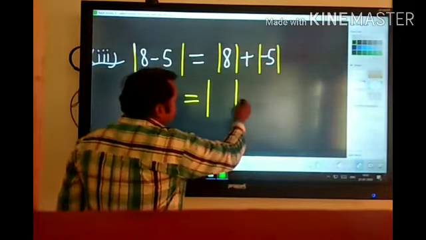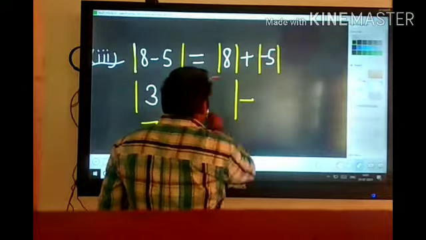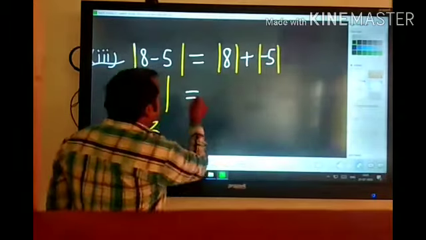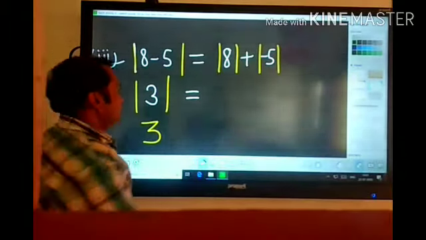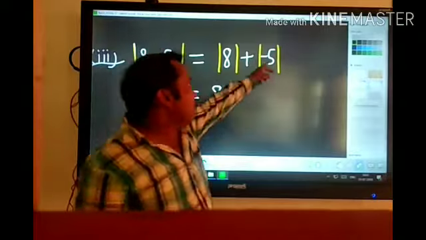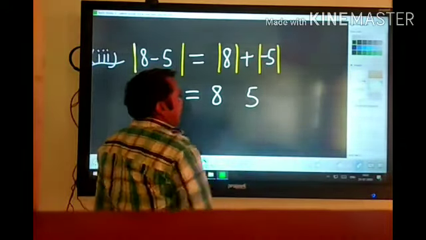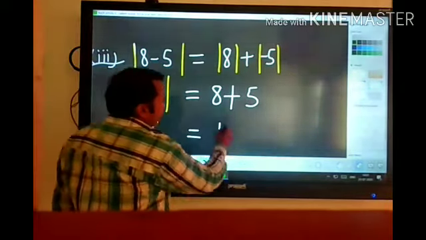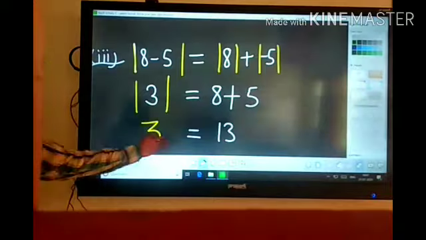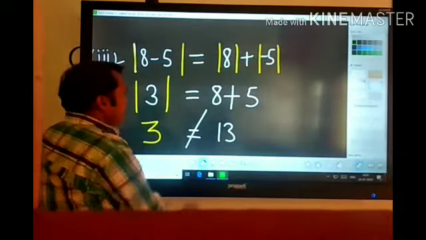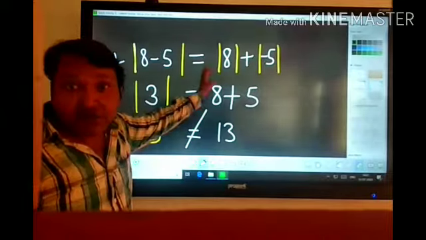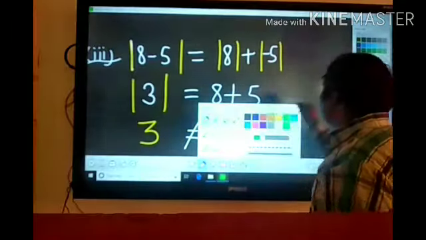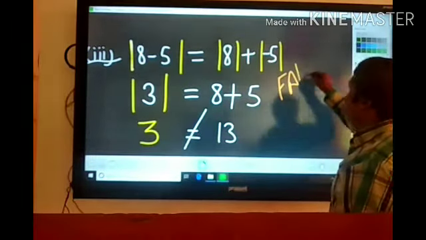Now, is this equal to the absolute value of 8? No, we have to write directly the absolute value of 8. So I write equal to, and what is the absolute value of 8? That is 8. And what is the absolute value of minus 5? That is 5. And which symbol is there? That is plus, so 8 plus 5 is 13. Here you can see 3 is shown equal to 13. That is not possible. So we can say the statement given is not matching our answer. So I can write it false.